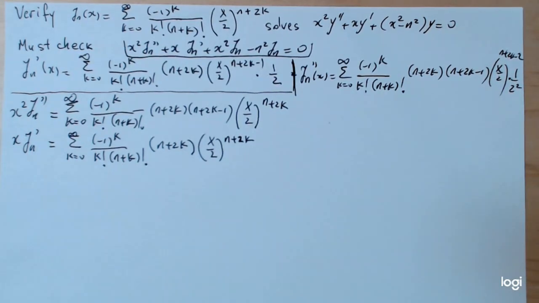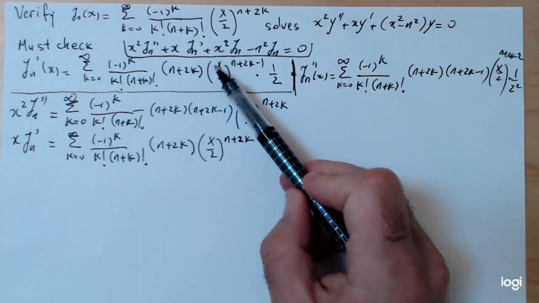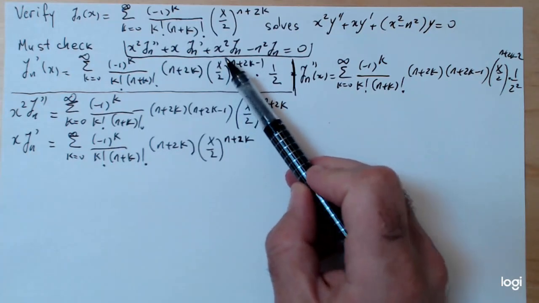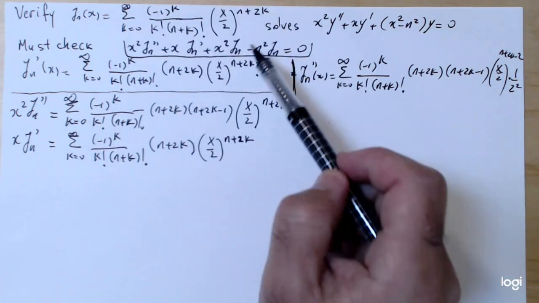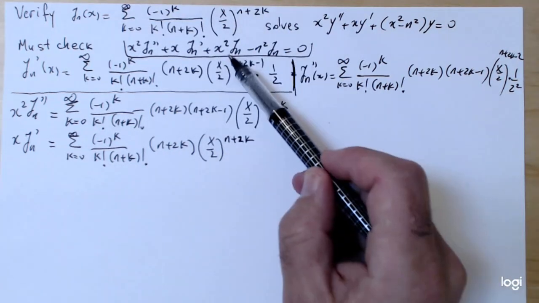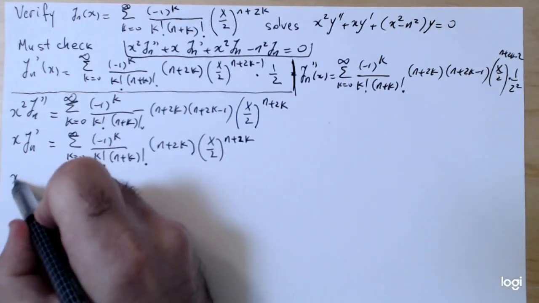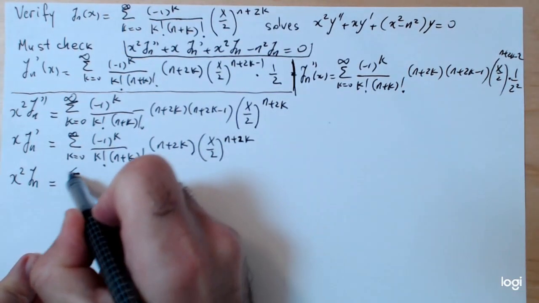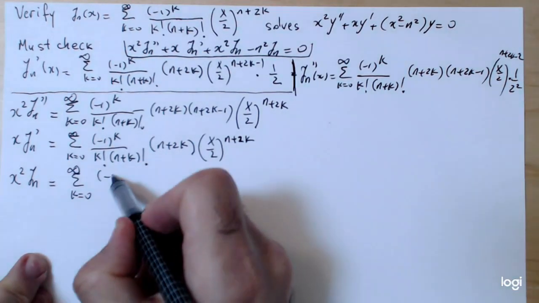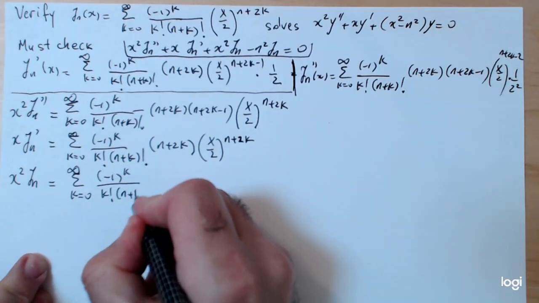All right, two more. We need to come up with x squared times Jn. So all the way back to Jn of x, we need to multiply this by x squared, to account for the third term in the equation. So x squared Jn, carry over again, minus 1 to the k over k factorial, n plus k factorial.